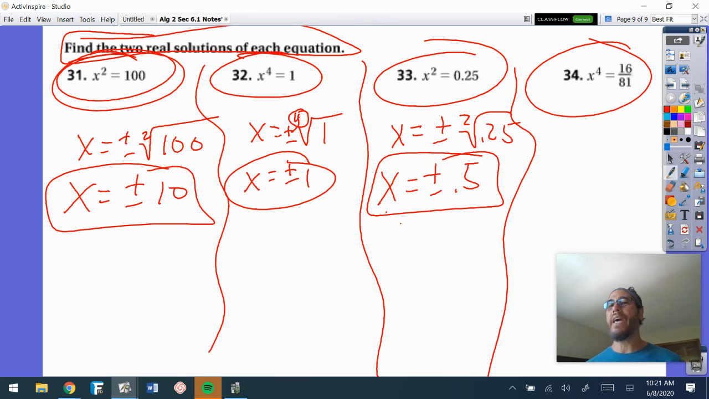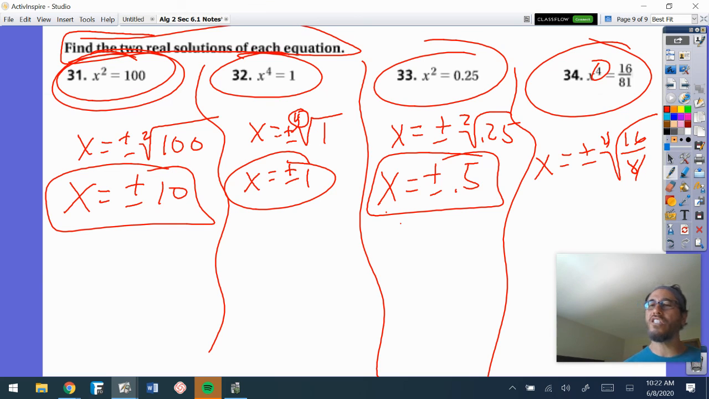All right, and then the last one's a fraction. Fractions can be a little bit tougher, so let's look at it. It's plus or minus, because it's an even root, the 4th root of 16 over 81. And the best way to do fractions is you do the top and the bottom separately. What is the 4th root of 16? What times what times what times what gives me 16? 2! 2 times 2 times 2 times 2 gives you 16.